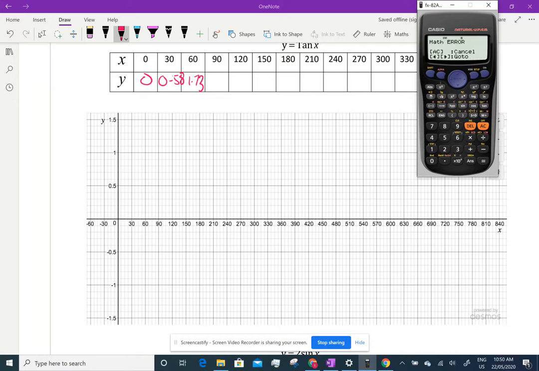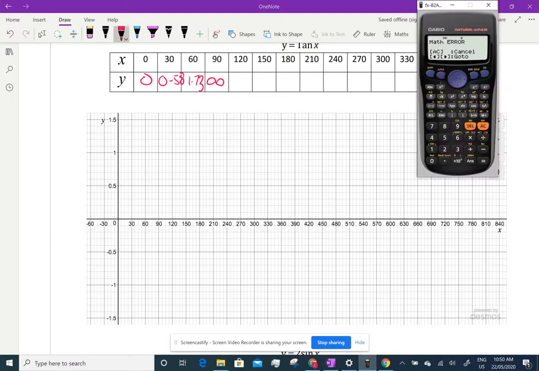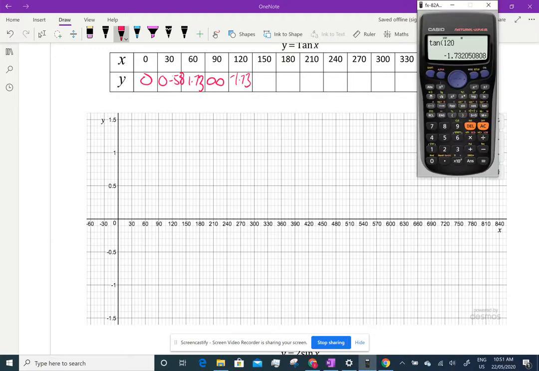Uh-oh, an error. This is where we get something that's called undefined. And undefined, I'm going to use that symbol. I know it's an infinity symbol, but it's undefined. Tan 120. Oh, it's a negative 1.73. Tan 150. Oh, negative 0.58.